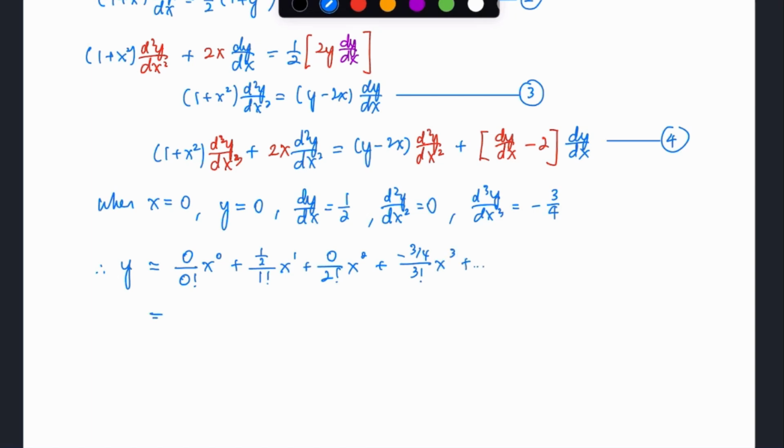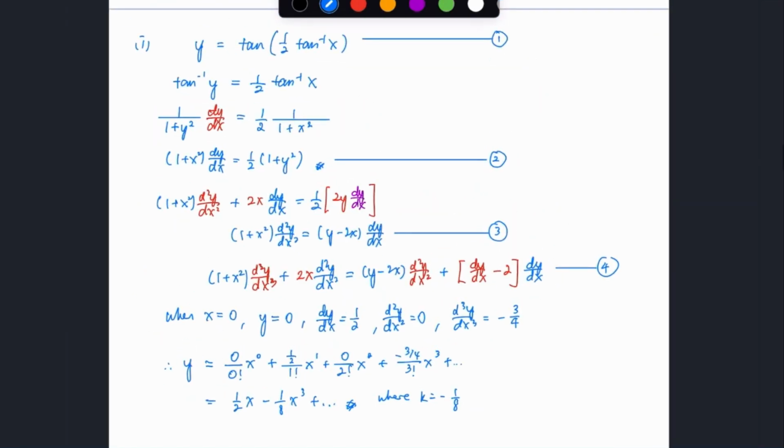So the first one is 0, the second is half x, the third one is 0, the fourth one would be minus 1 over 8 of x cubed. Then the k is negative 1 over 8, something like that. Then you continue on to do part 2 on your own, using the graph.